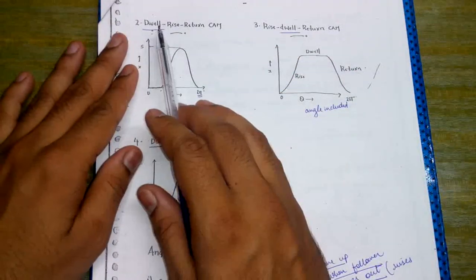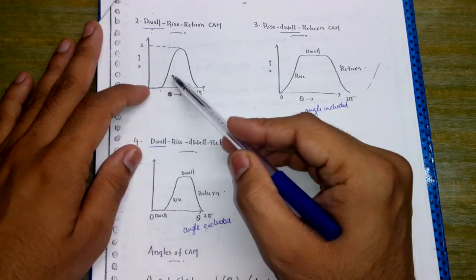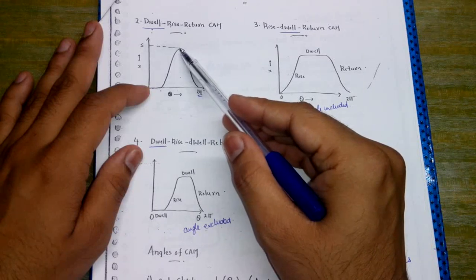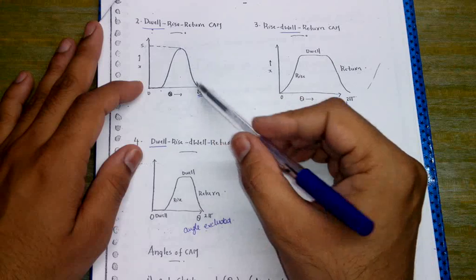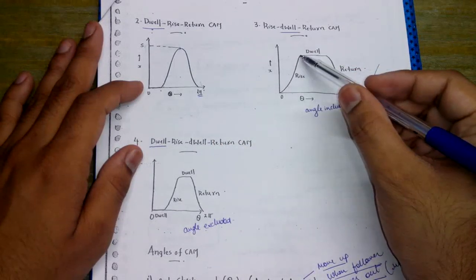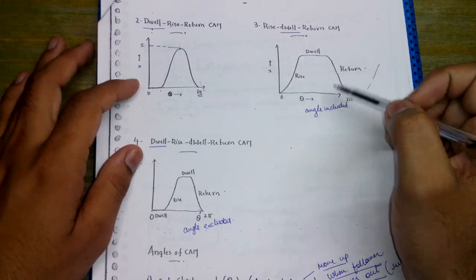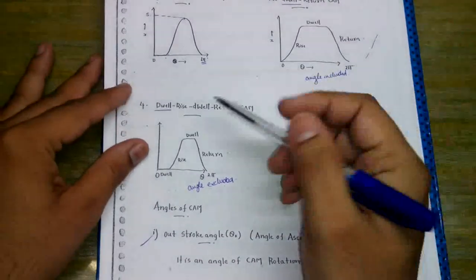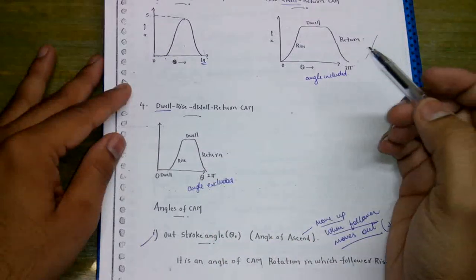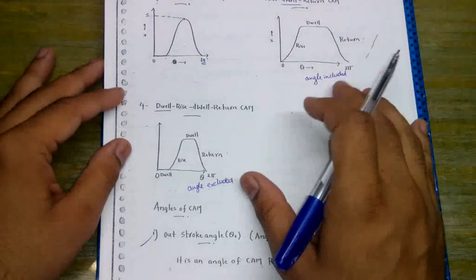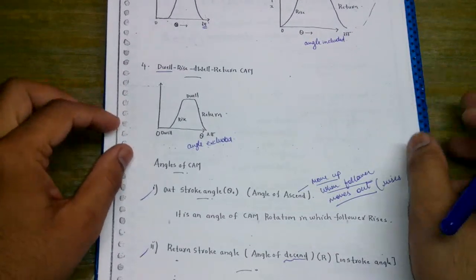Next we have dwell, rise and return. In this period it is the dwell period, then it is rising, and this is the stroke length, and then it is returning. So it is the dwell, rise and return. Next is rise, dwell and return. These are ways of classification of these cams. Next we have dwell, rise, dwell and return of the cam. So these are the different ways in which the cam can be classified.